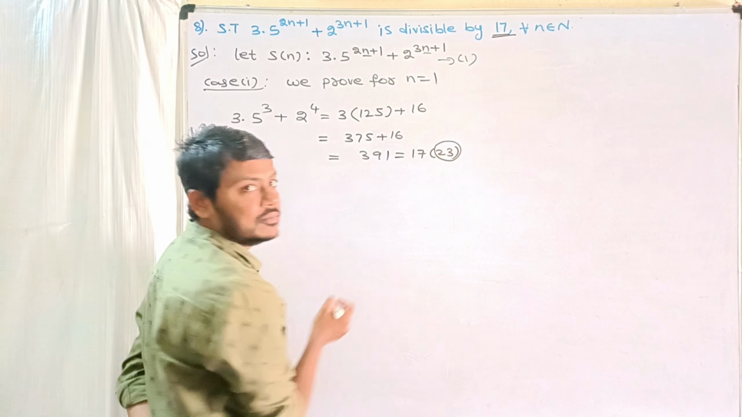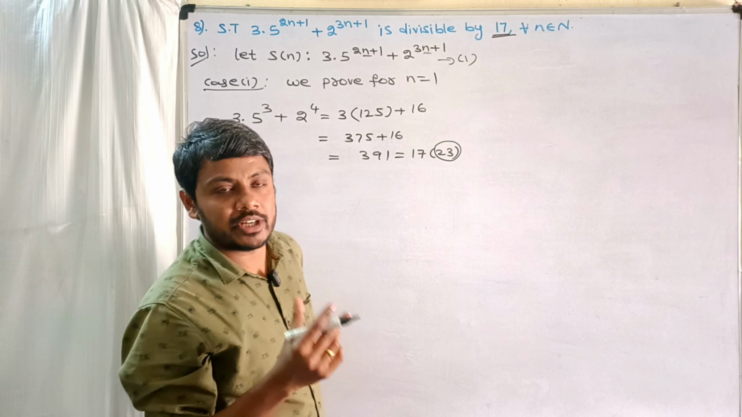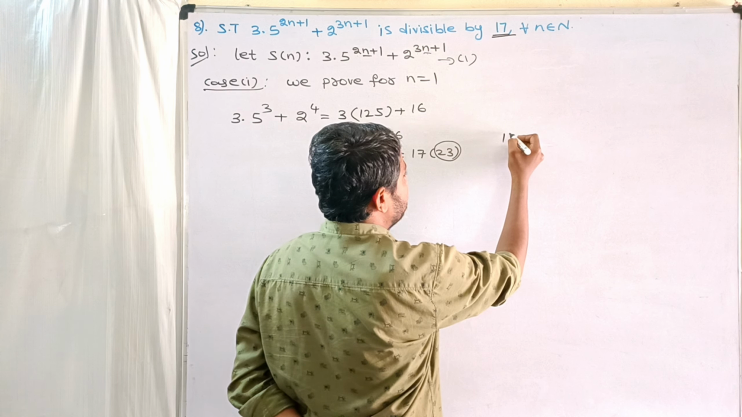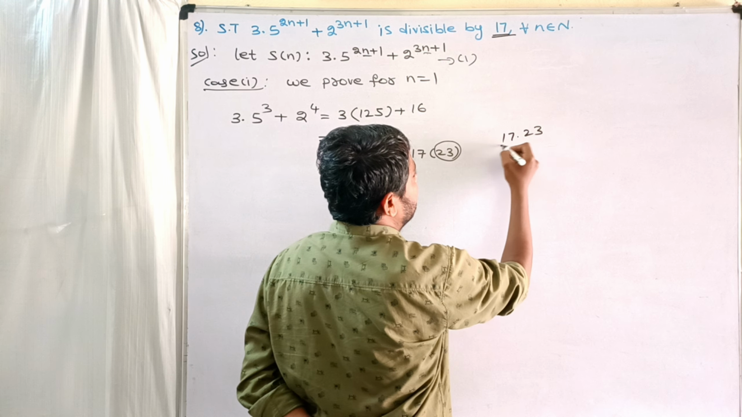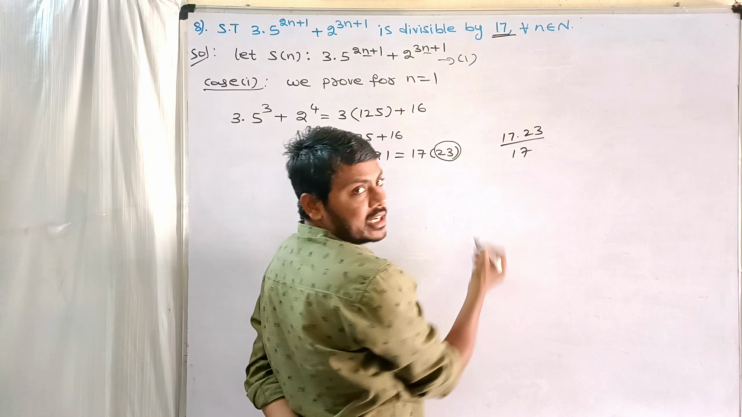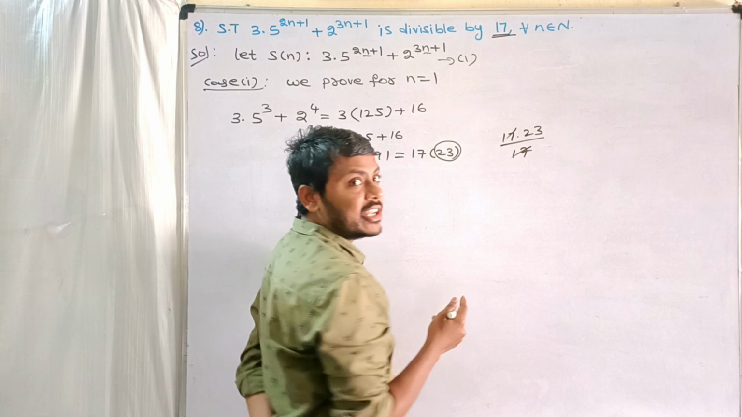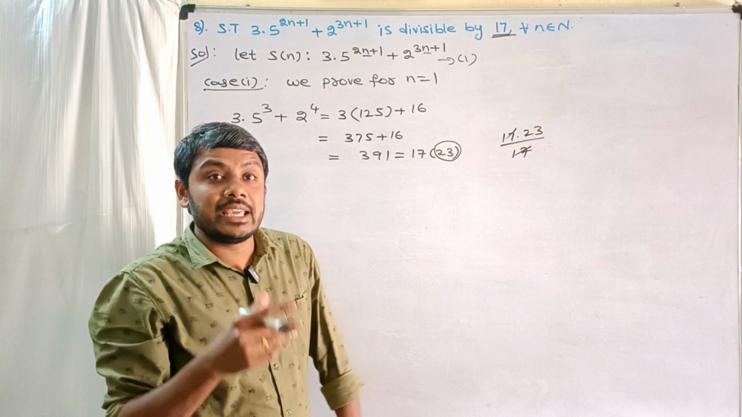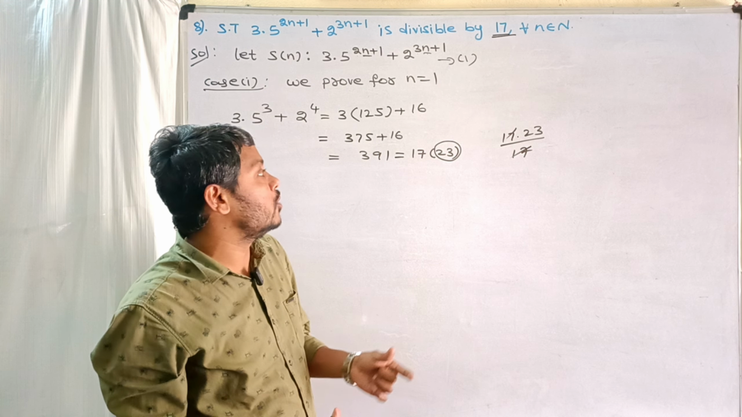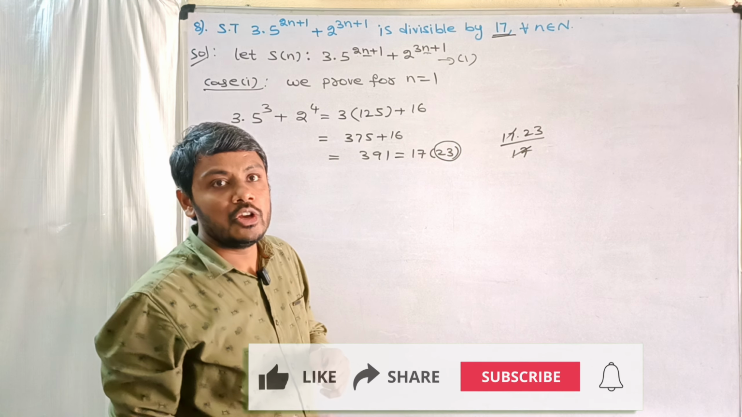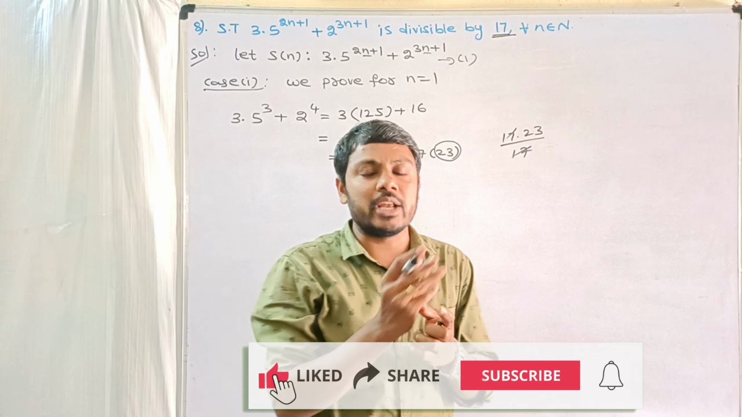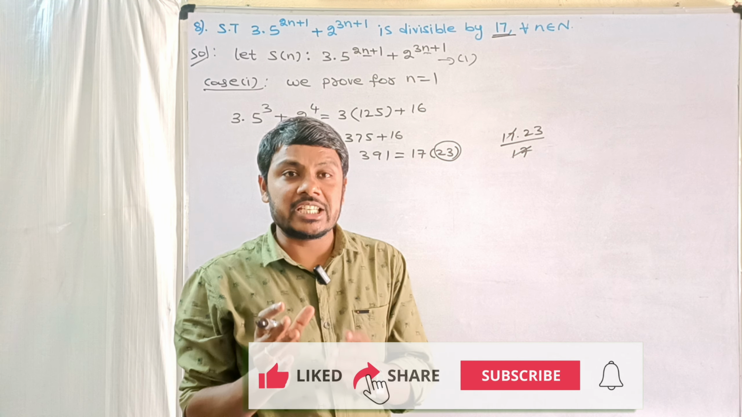So clearly what will we get? 17 into some value. So it is divisible by 17, because we can divide 17 into 23 with 17. Clearly 17 cancels, which means the given statement is divisible by 17. So we can say that S of n is true for n is equals to 1. So next write case 2.